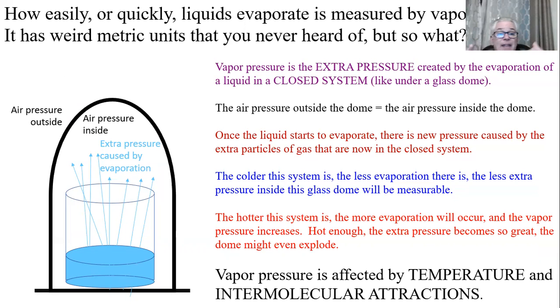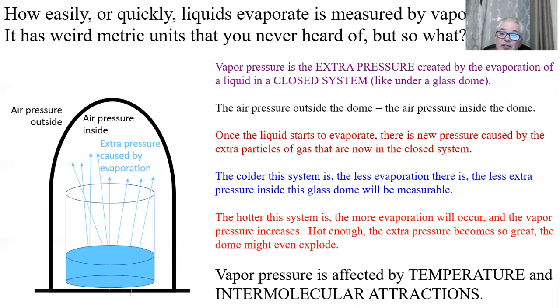Now, temperature. If we had two of these and one was cold and one was hot, the hotter one is going to have a higher vapor pressure, because if you have hotter water or hotter acetone, it's going to evaporate more. The particles will be moving faster and faster, and they'll jump out of the liquid phase quicker. But it also matters, acetone to water, say.